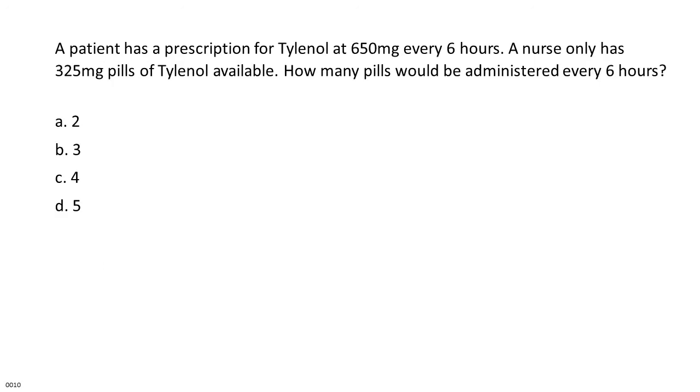A patient has a prescription for Tylenol at 650 mg every 6 hours. A nurse only has 325 mg pills of Tylenol available. How many pills would be administered every 6 hours? A. 2. B. 3. C. 4. D. 5.